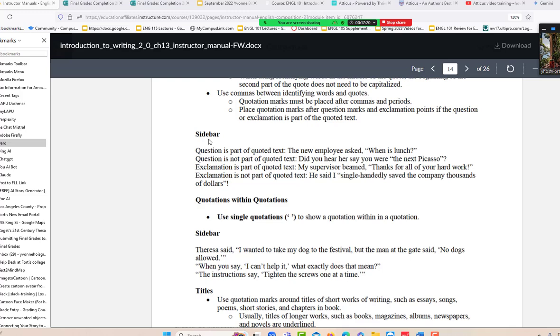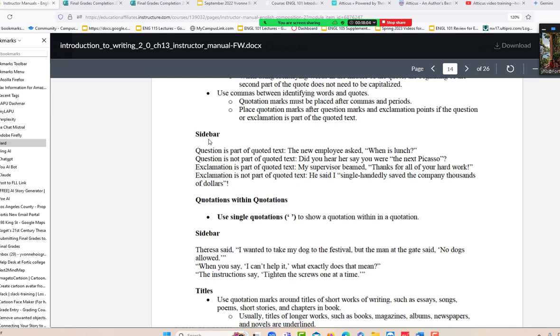Use single quotations to show a quotation within a quotation. Teresa said, "I wanted to take my dog to the festival, but the man at the gate said, 'No dogs allowed.'" When you say 'I can't help it,' what exactly does it mean? The instructions say, "'Tighten the screws one at a time.'"